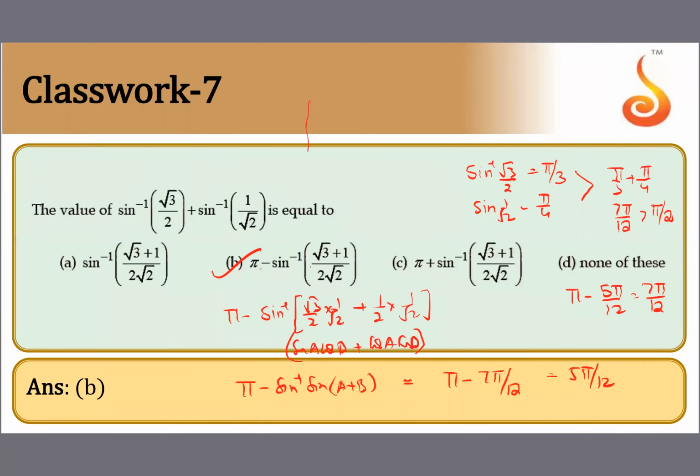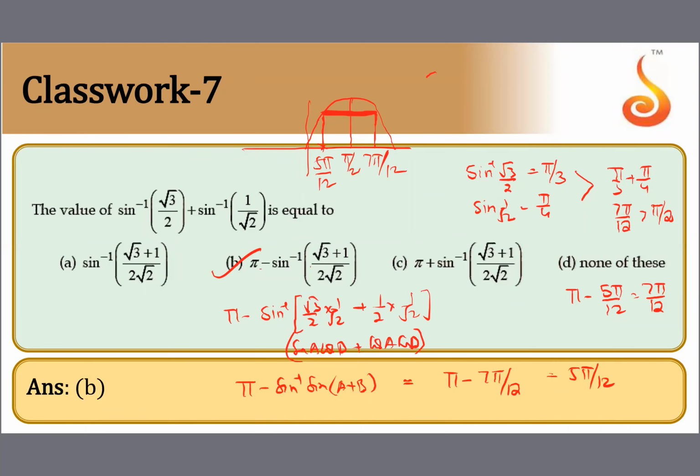If you see the graph of sine also, 7 pi by 12 is the same as 5 pi by 12. This is 7 pi by 12. This is 5 pi by 12. And this is pi by 2. Both have equivalent values. So that's why we write pi minus. Whenever it is going beyond pi by 2, we always write pi minus.